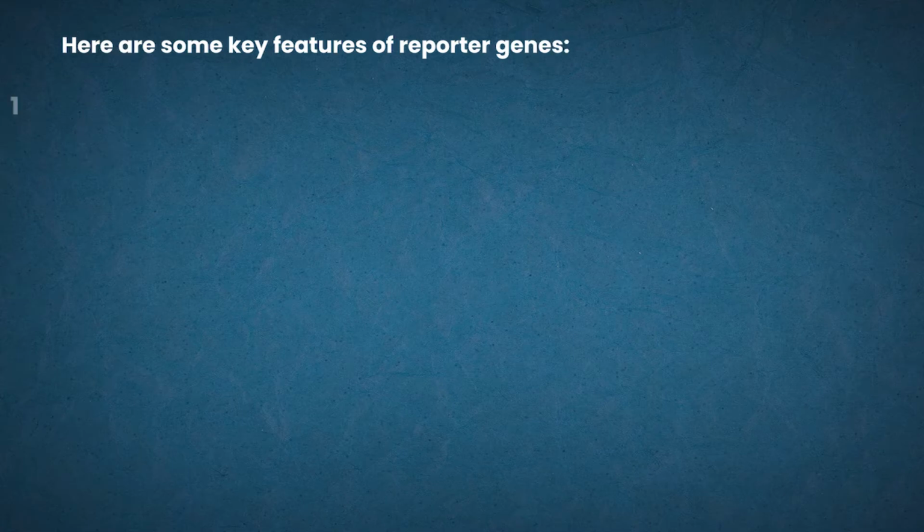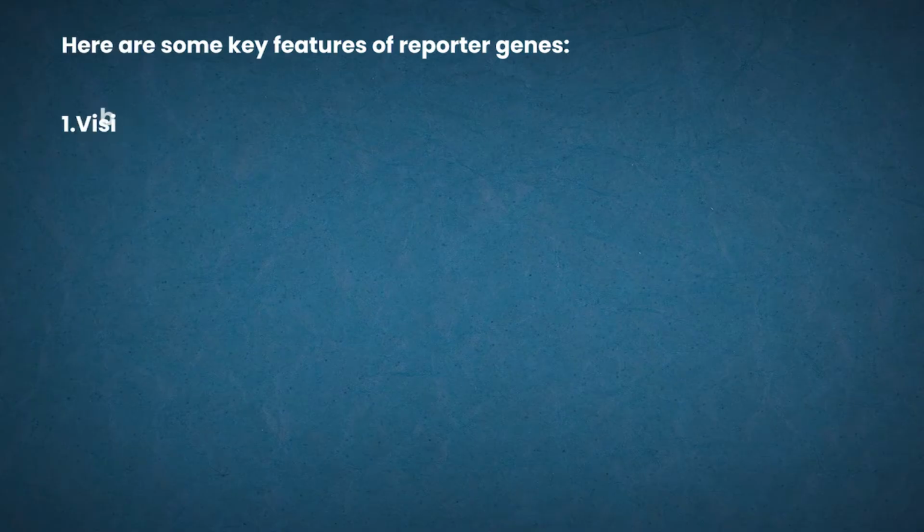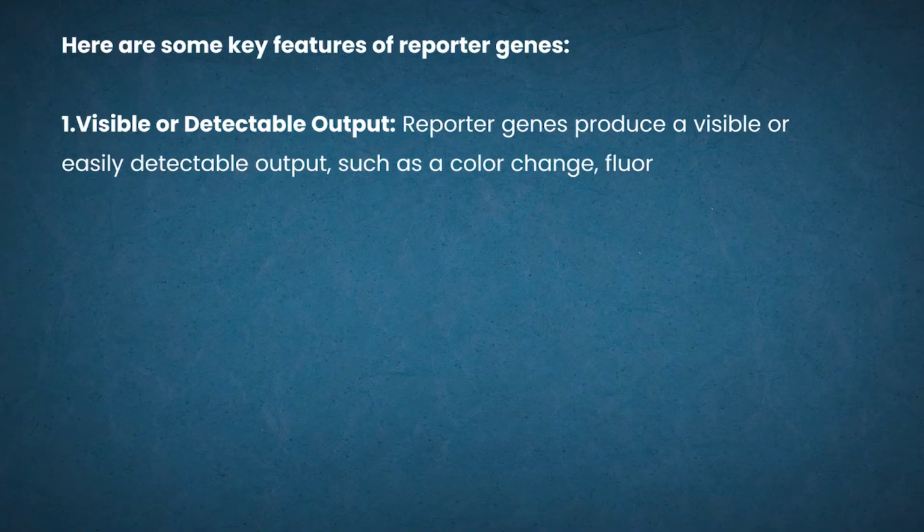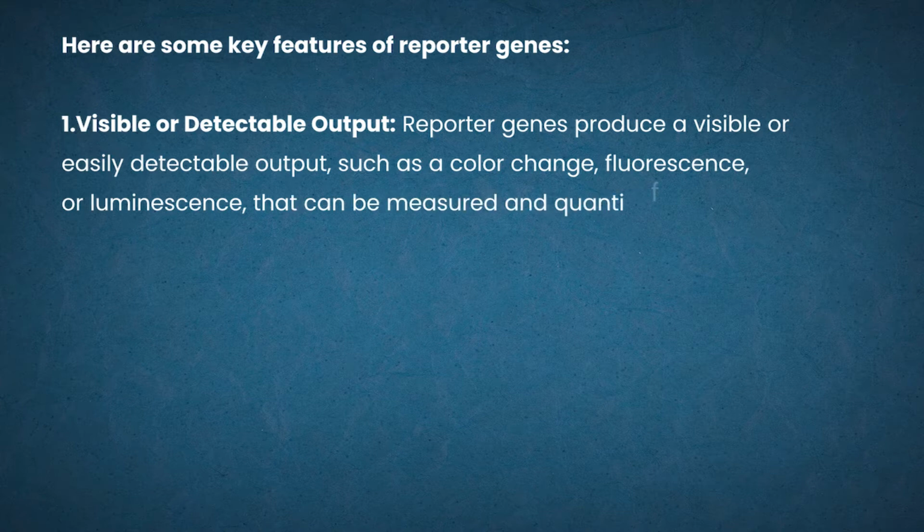Here are some key features that we will be talking about for the reporter gene. What should be the key features of a reporter gene? When can you take a particular gene or sequence or phenotype as a reporter gene? The first feature is a visible and detectable output. Reporter genes produce a visible or easily detectable output such as a color change, fluorescence or bioluminescence that can be measured and quantified directly.